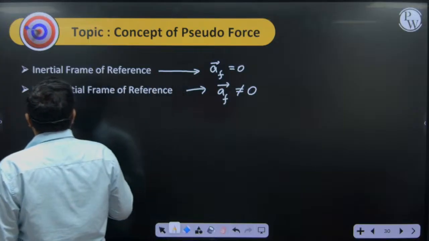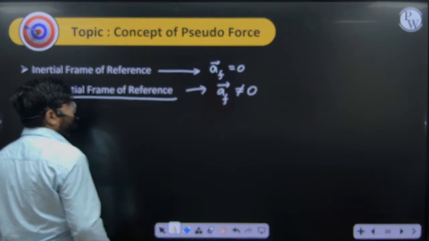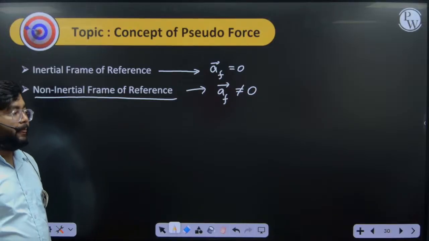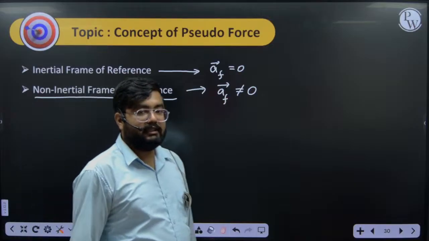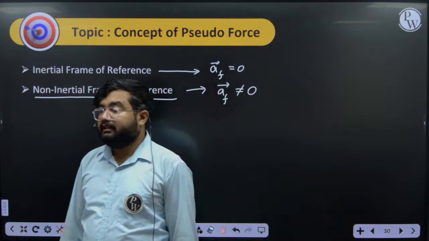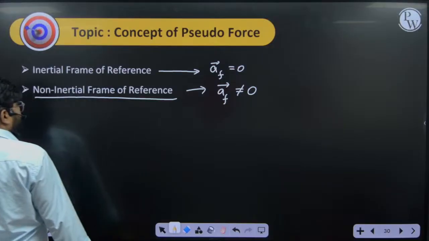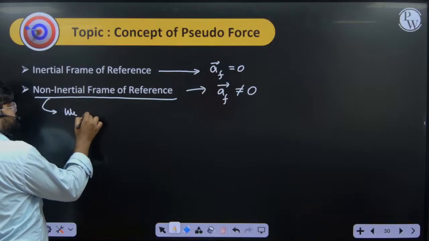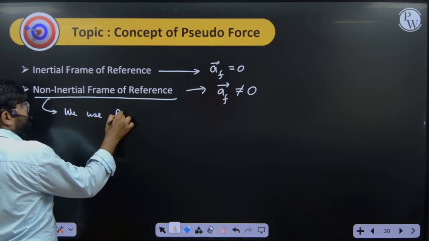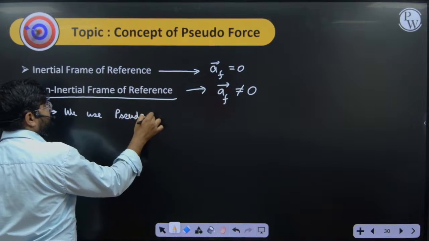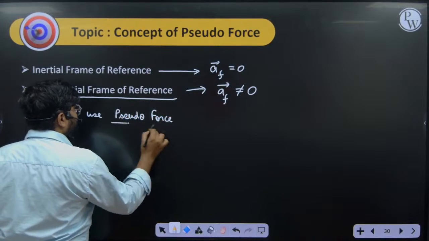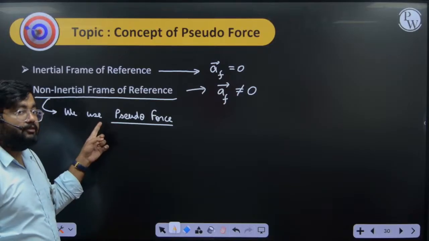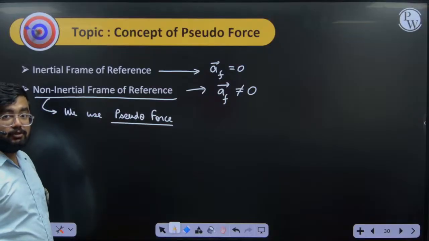Now, in a non-inertial frame of reference, there is an issue. The issue is Newton's second law is creating problems here. So in order to apply Newton's second law in this frame, we have to use pseudo force. Only for the reason to apply Newton's second law in a non-inertial frame. It will not work unless we apply pseudo force.